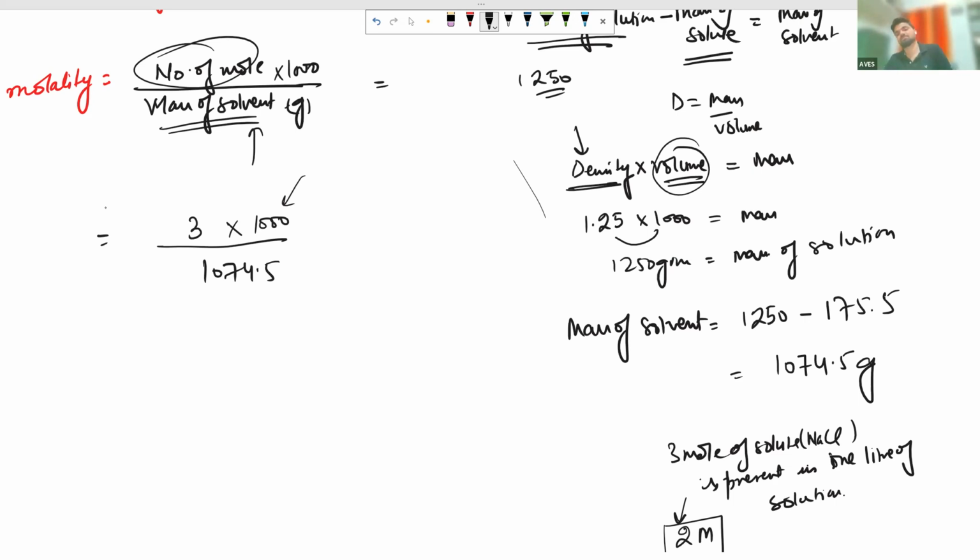Have you done this one? One minute, sir. Is it 2.63? Yes, it can be. That is 3000 divided by 1074. How much are you getting? 2.63. Yes, it will be approximately that.